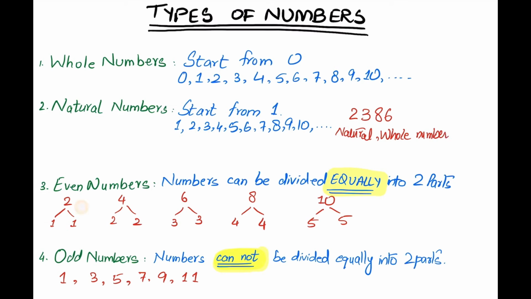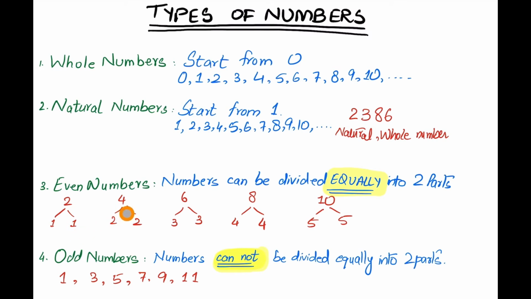Okay. Now the third type of number that we will study is the even number. Even numbers are all those numbers that can be divided equally into two parts. Okay? If you have two pencils, and if you want to divide two pencils into two parts, then you will have one pencil on one side and the other pencil on the other side.